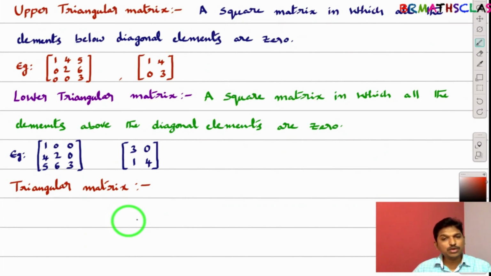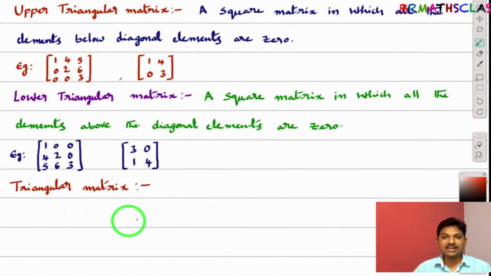All the elements above the diagonal are 0. So, it is a square matrix in which all the elements above the diagonal are 0. So, what is this matrix? This matrix is lower triangular matrix. You observe this is a square matrix or not? Yes, it is a square matrix. What are the diagonal elements?